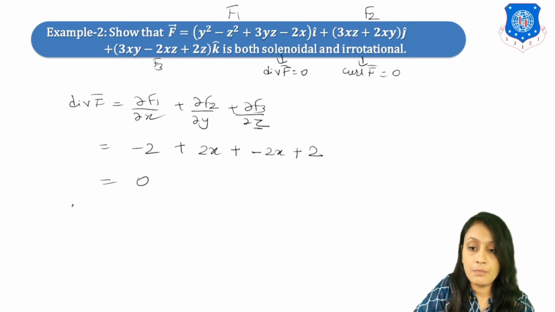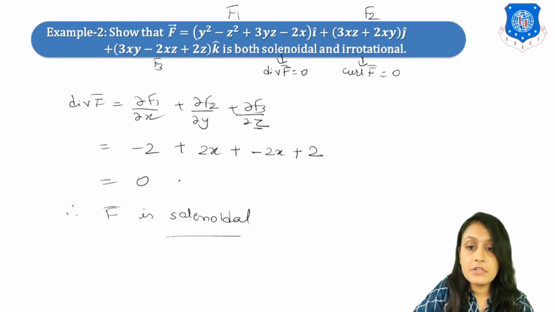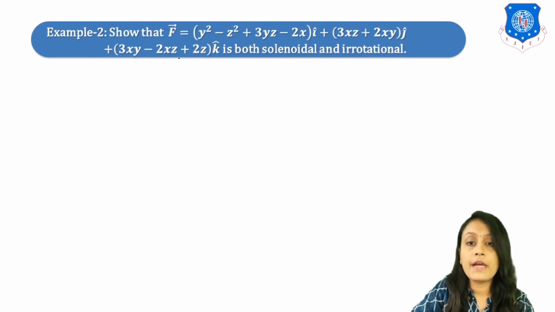your answer is 0. Now divergence of f bar is 0, so what we can say? That f bar is solenoidal. It's very easy, just find the divergence, and if its answer is 0, then we can say that it is solenoidal. All right, now we have to find curl.